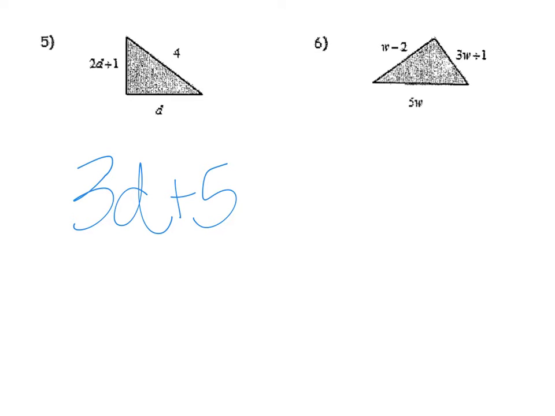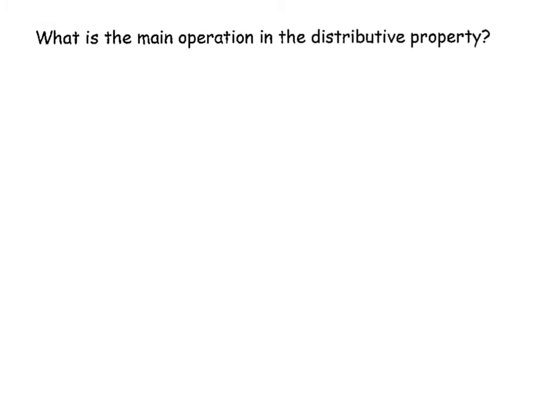Number 6. All right, at your table, add the sides of the triangle. All right, what did you guys get for the triangle? 9W minus 1. 9W minus 1. Class, do you agree with this group? Is it 9W minus 1? Yes. Good job. Good, good. All right, turn the page. The question on top says, what is the main operation in the distributive property? What's the thing we do when we distribute?